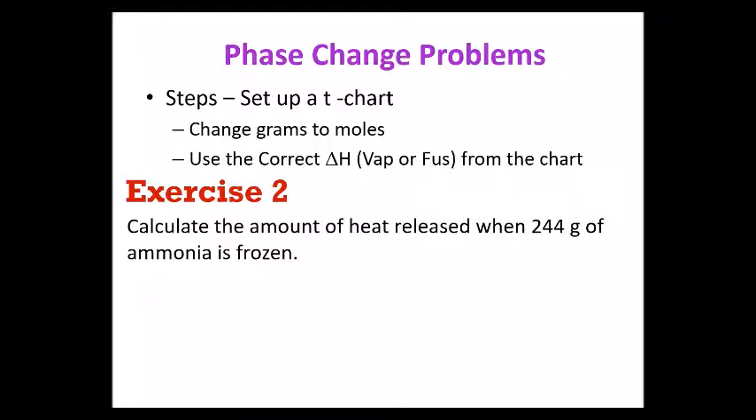So let's do a problem with this. Change the grams to moles, and use the correct delta H from the chart. So here: calculate the amount of heat released when 244 grams of ammonia is frozen.